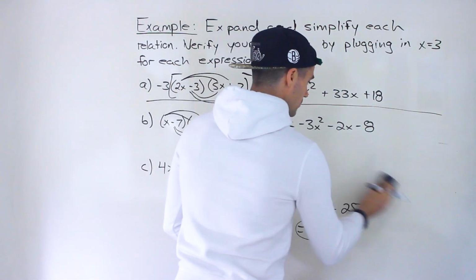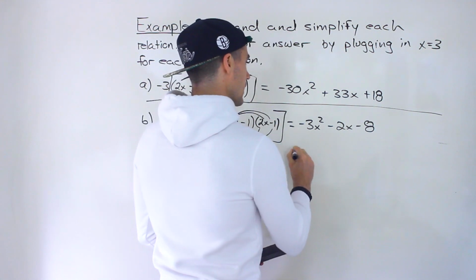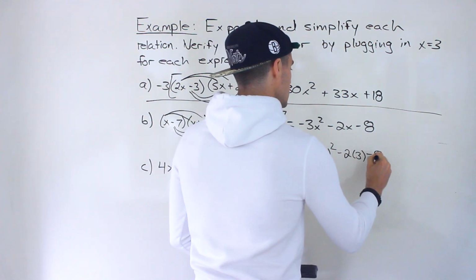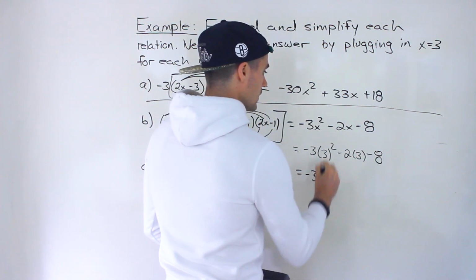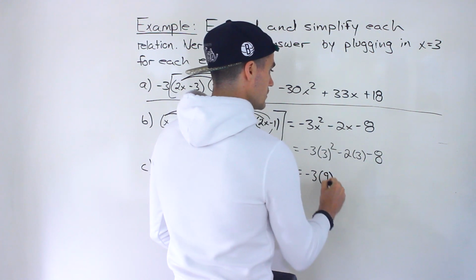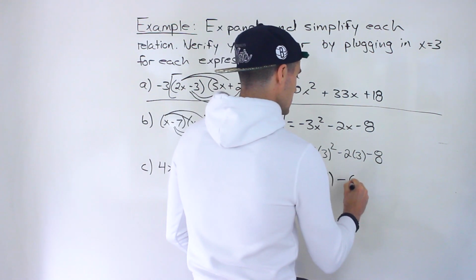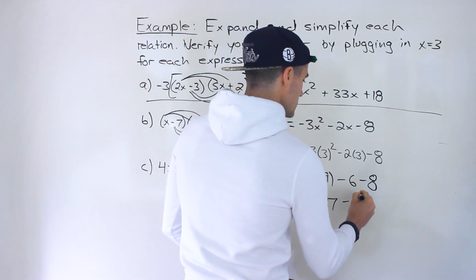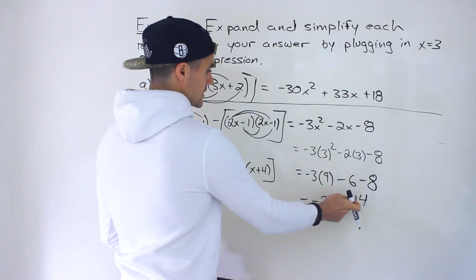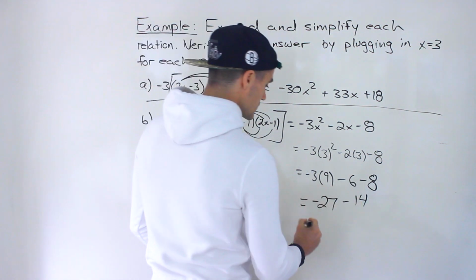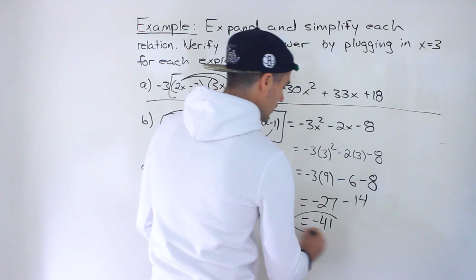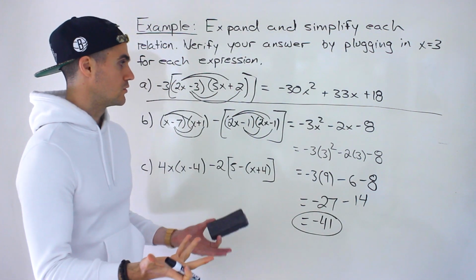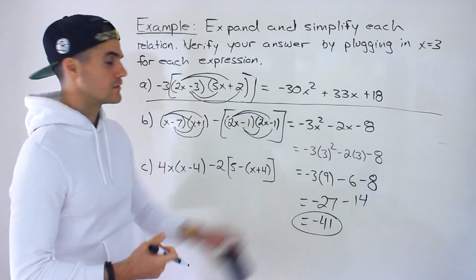Let's see what happens when we plug in 3 into the expanded one. So we'll have -3 to the power of 2 minus 2 times 3 minus 8. Over here, we got to do the exponent first. 3 to the power of 2 is 9. -2 times 3 gives us -6 minus 8. -27 minus 14. -6 minus 8 is -14. -27 minus 14 gives us -41 as well. Right, so we got the same value for both. We could be pretty confident that that's correct.